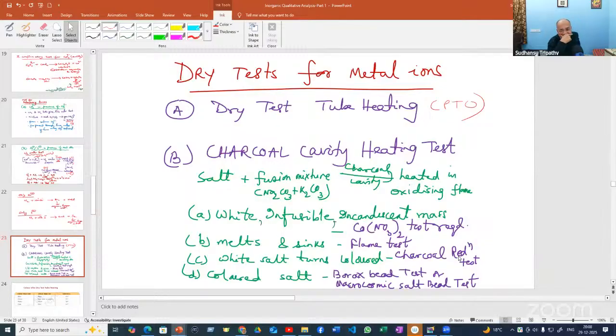Now the interesting things come. Before we go for the metal ions, the wet test, the systematic group analysis, let us quickly complete the dry test.